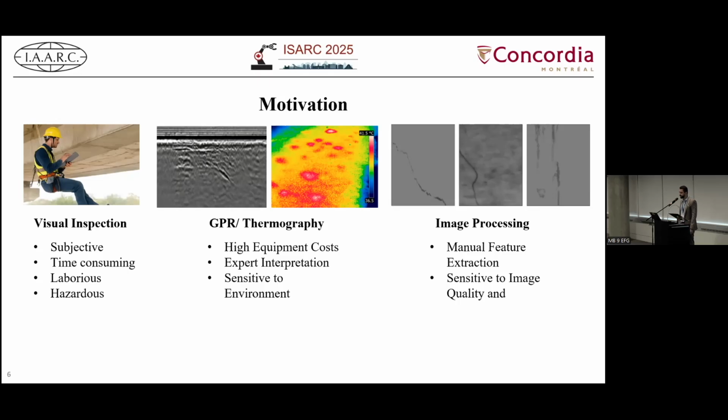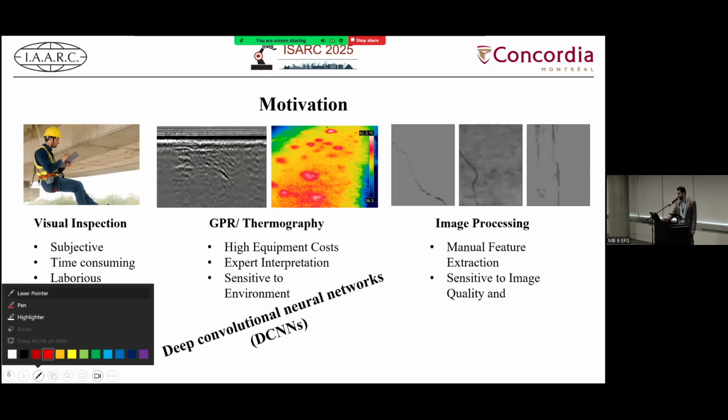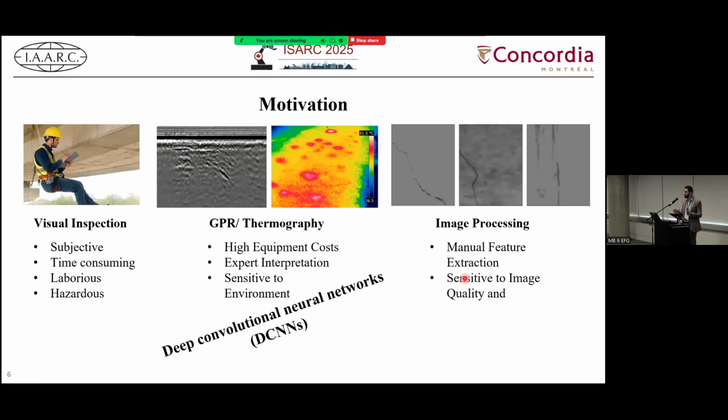So people decided to use deep convolutional networks, which is an extension to the classic image processing. Let me just grab another pointer here. The good part about this is that they can learn automatically from images. They can acquire and extract the features needed for the detection. They can do the feature engineering automatically without the need for manual or expert interference.